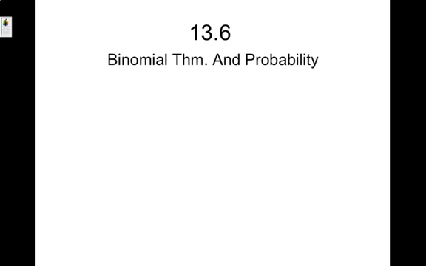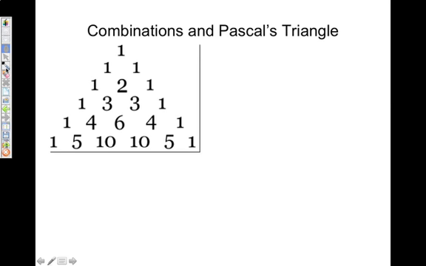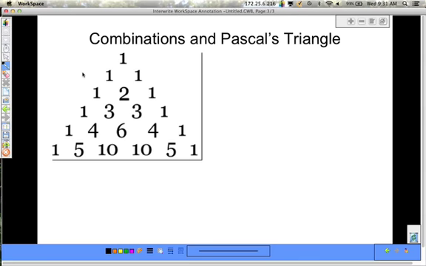Today we're going to take a look at the last section, the binomial theorem and probability. But before we do that, we're going to jump a slide here. We'll come back to this one. But we're going to take a look at something we looked at last chapter, Pascal's triangle. And we're going to see how these combinations that we've been talking about relate to the triangle.